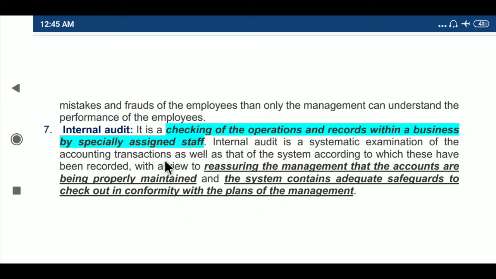So internal audit is conducted by the assigned staff. Ultimately the main objective is that accounts are being properly maintained and the system contains adequate safeguards to check out in conformity with the plans of the management.